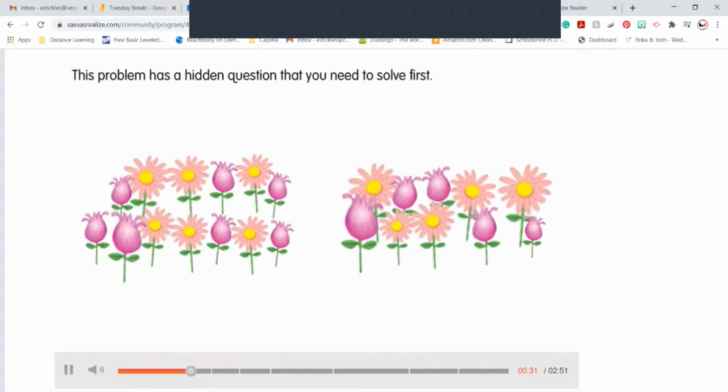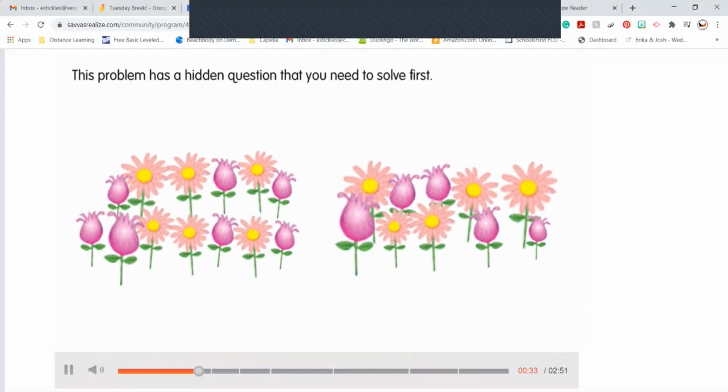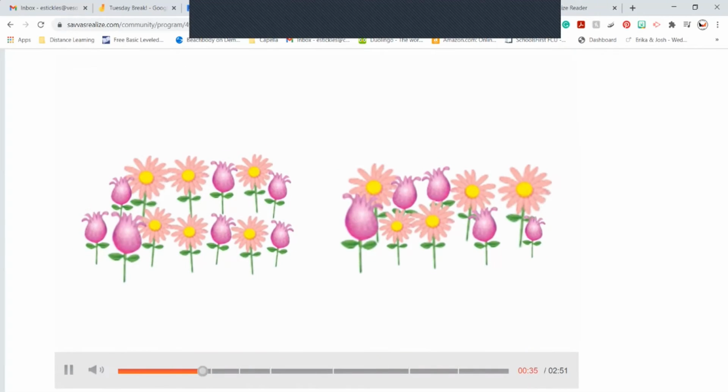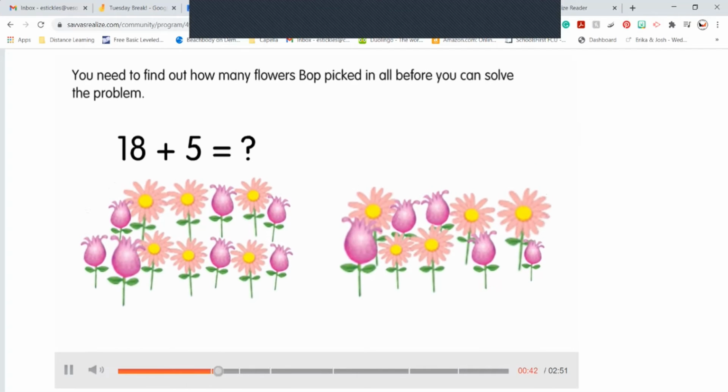This problem has a hidden question that you need to solve first. What is the hidden question you need to answer first? We know that Bop picked 18 flowers first, but then it says that they picked 5 more. So we have to figure out how many they had before they gave some away. You need to find out how many flowers Bop picked in all before you can solve the problem.